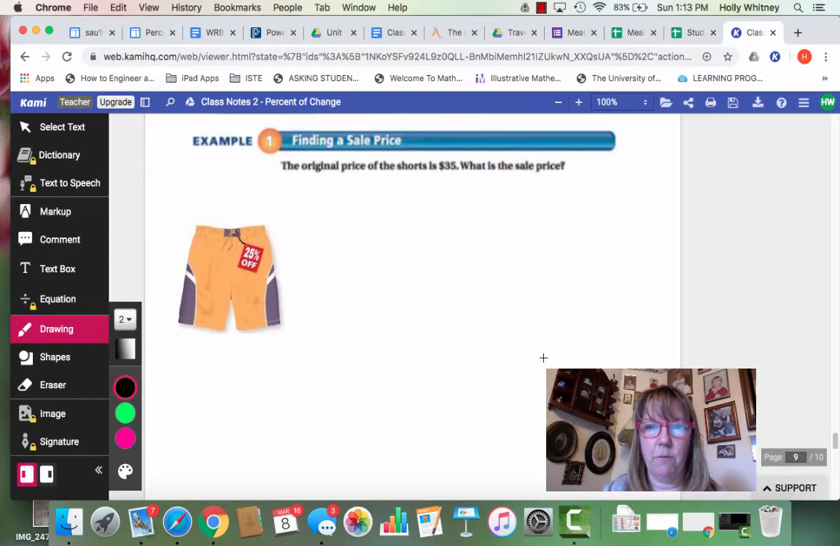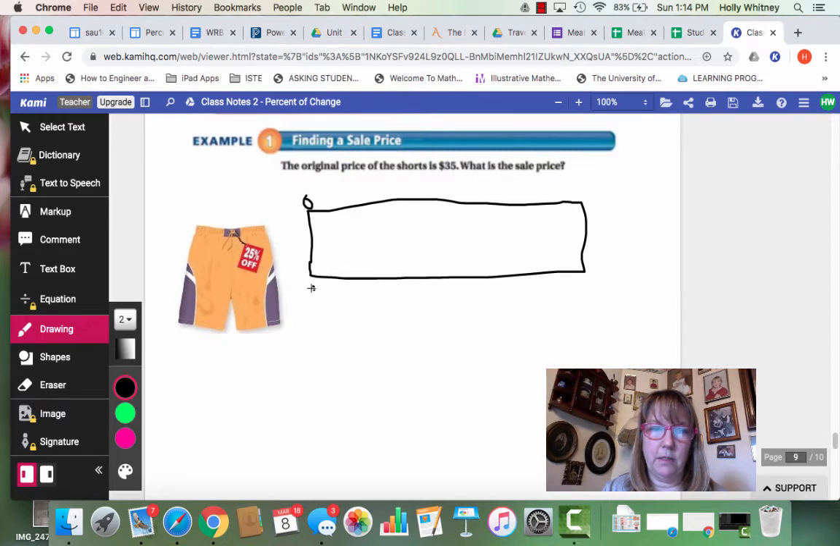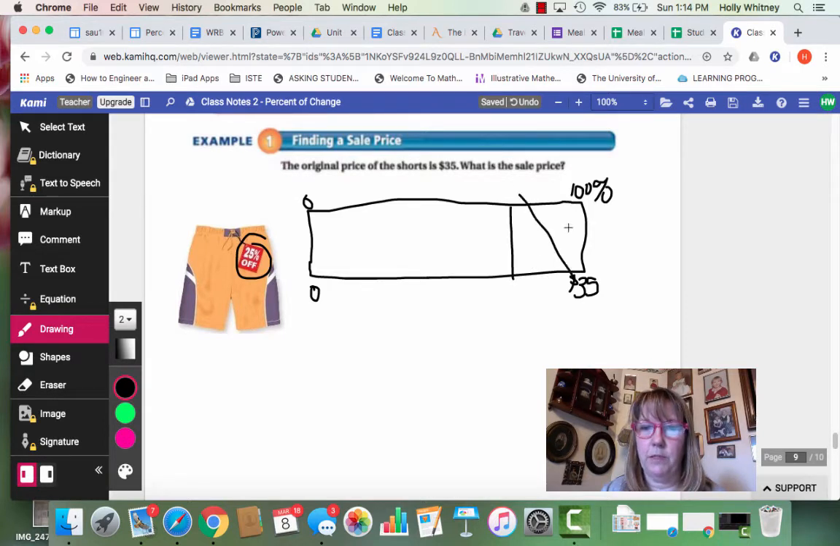If the original price of a pair of shorts is $35, what is the sale price? We're going to think about all of this as a bar representation: 0%, $0, 100%. The total cost of the shorts is $35, and they're 25% off. So we are not going to pay for 25% of those shorts. If we're not paying for 25%, we are paying for 75%. So you're going to pay 75% of those shorts.